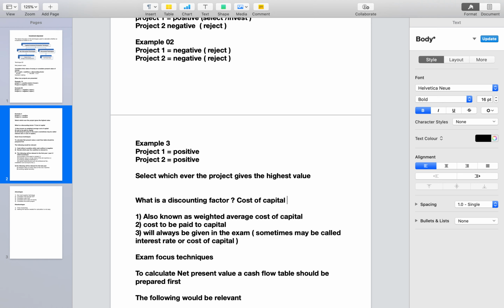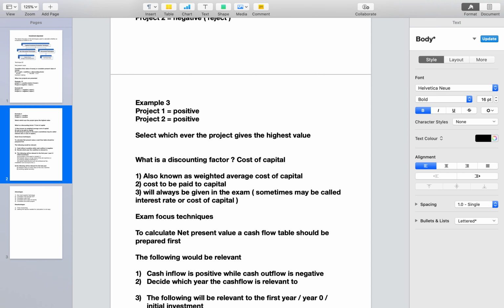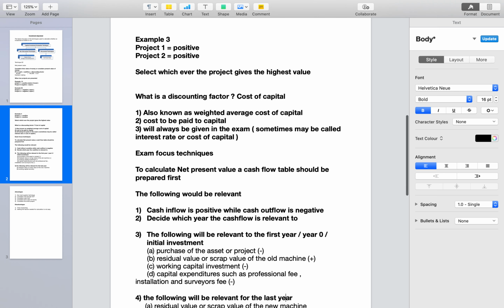So you don't have to worry about this, but just understand what discounting factor means: the cost of capital. When you take money from outside to invest in projects, the average value of the amount that you are going to pay to them is what you call a discounting factor. Now guys, in the last video I told you that I'm skipping questions 1 to 8 and I'll cover everything in a simple video. This is where I'm covering all that.